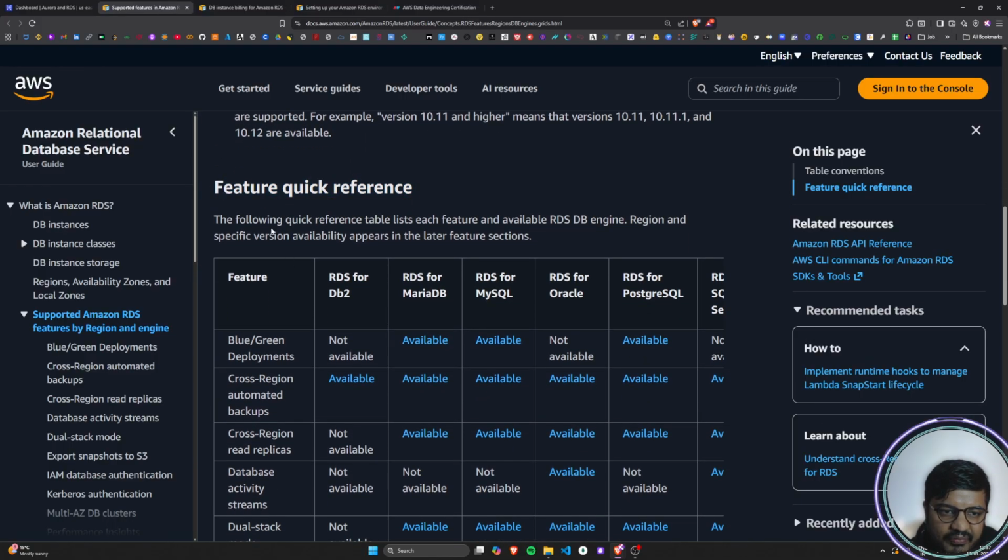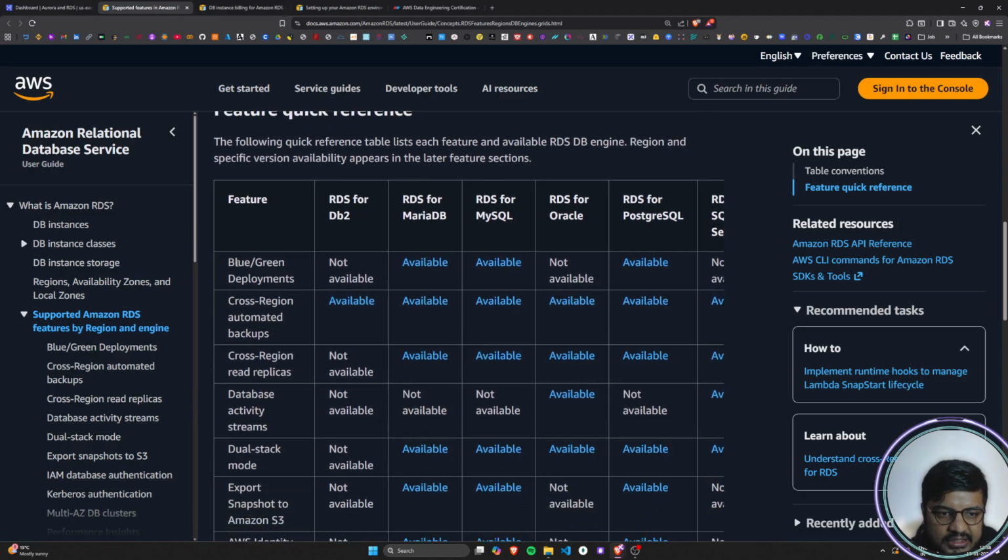So here is the feature quick reference. The following quick reference table lists each feature and available RDS database engines. Region and specific version availability appears in the later feature section. So if I talk about the blue-green deployment feature, for RDS for DB2 it's not available. If I'm choosing my database engine as DB2, blue-green deployment will not be available, right? If I'm choosing MariaDB, blue-green deployment is available. MySQL blue-green deployment is available. RDS for Oracle, if I'm choosing Oracle, blue-green deployment is not available.